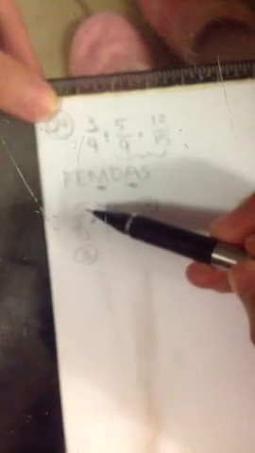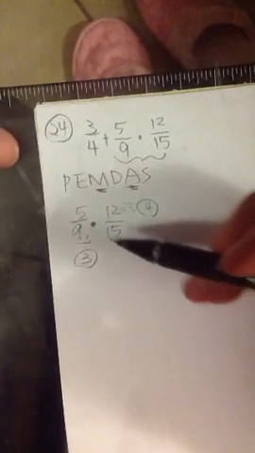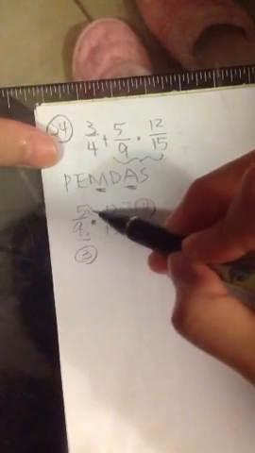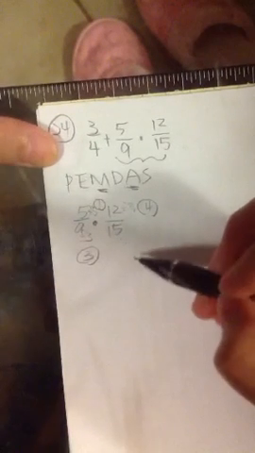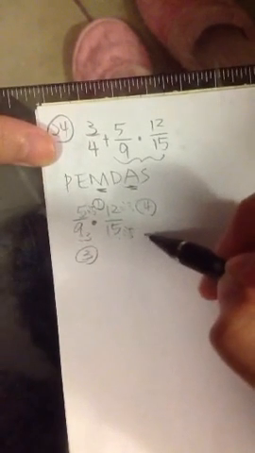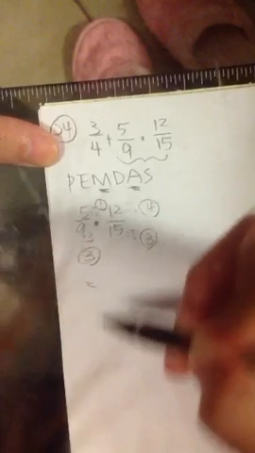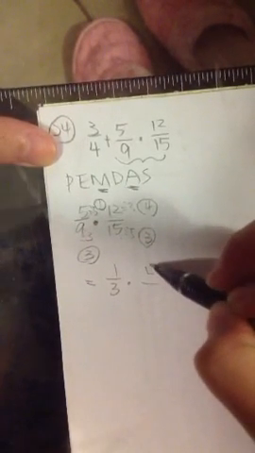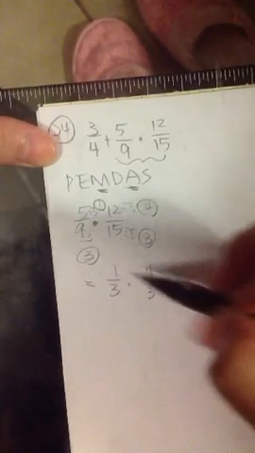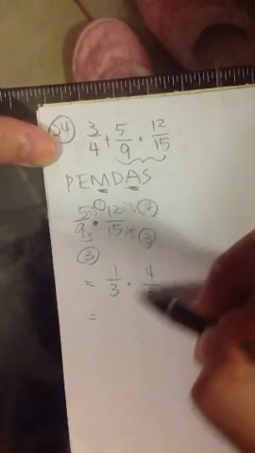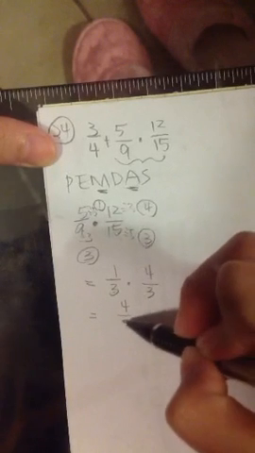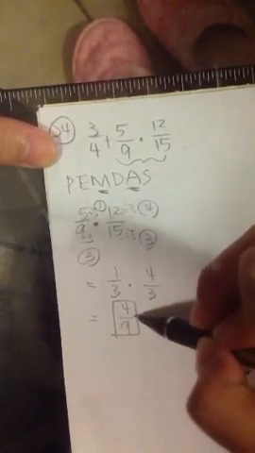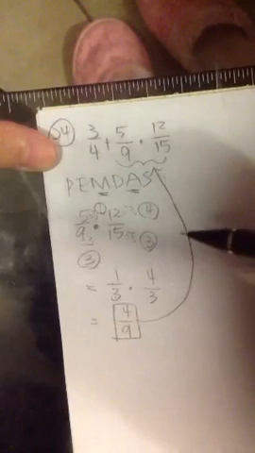And then for this one, I have 5 and 15. So they both go into 5. Divided by 5, I have 1 on the top. Divided by 5, I have 3 on the bottom. So this would give me 1 over 3 times 4 over 3. I just multiply across. 1 times 4 is 4. 3 times 3 is 9. Okay? And that will be the answer for this part.